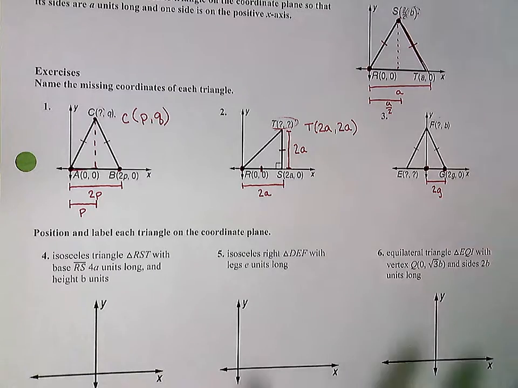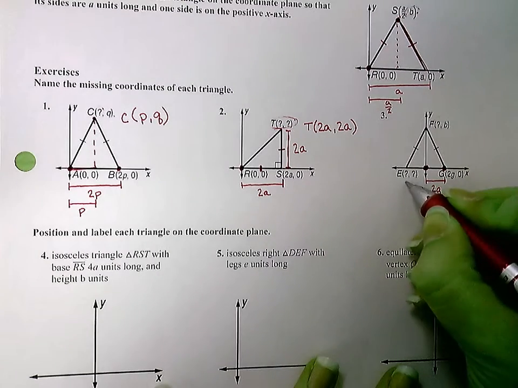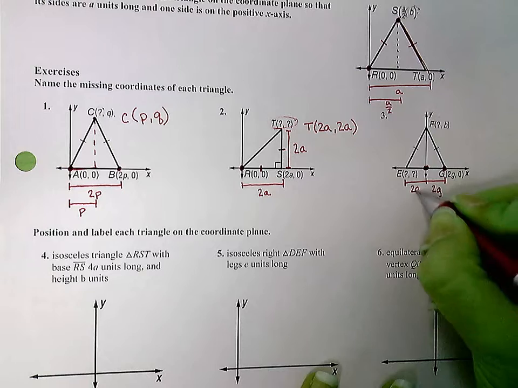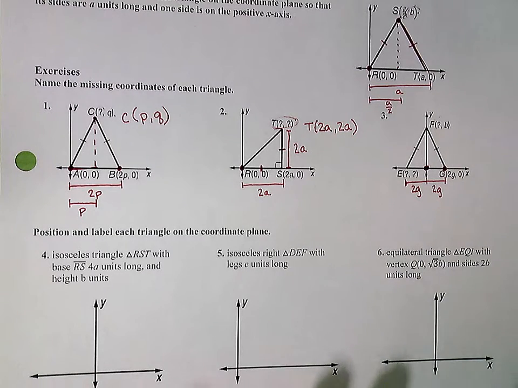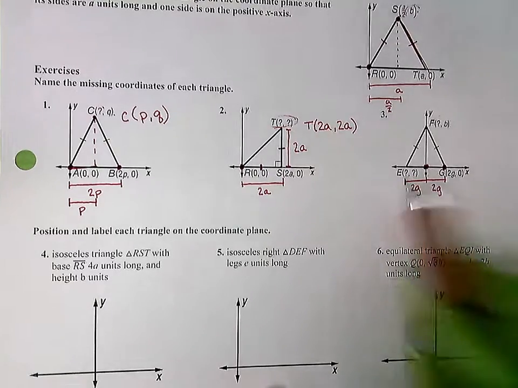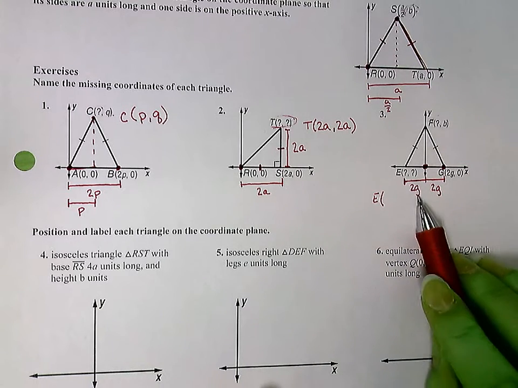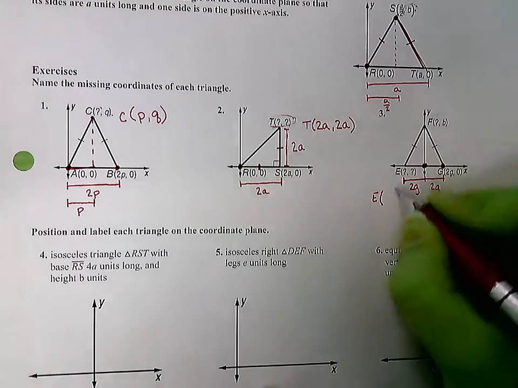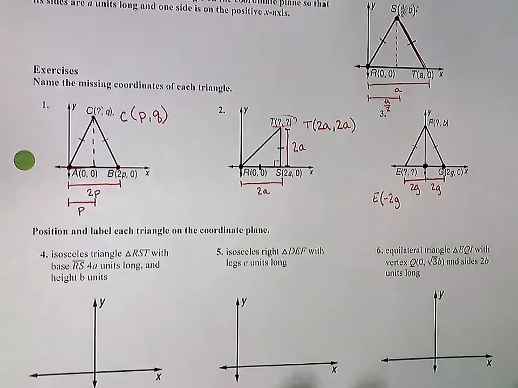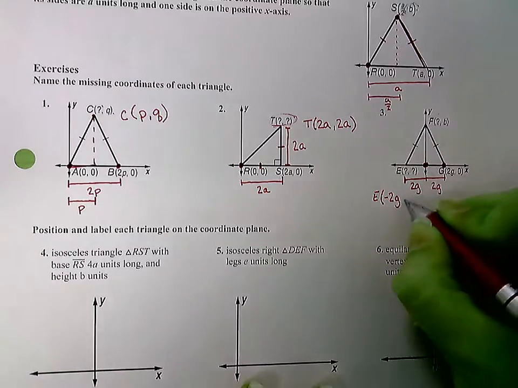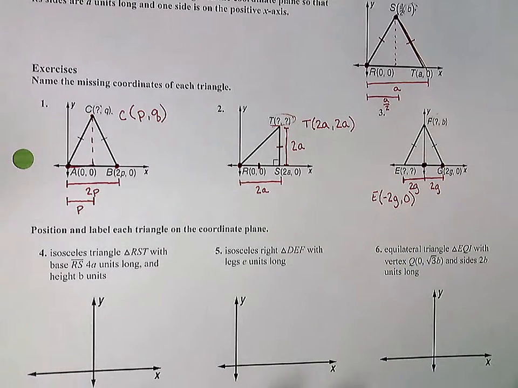Okay? So if this is an isosceles triangle, what would this length be right here? 2G. Well, if my coordinate point to get there for E, I go left 2G units. That means this has to be negative. Okay? So you're going left this time, so it's negative 2G. And then my Y value, do I move up or down to get to point E? No. So that's 0.